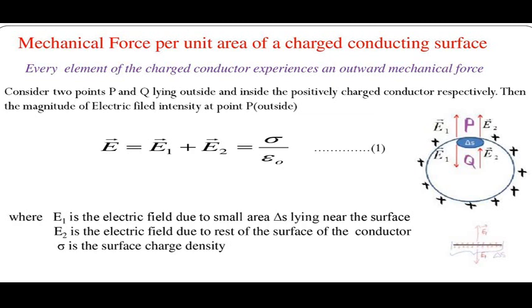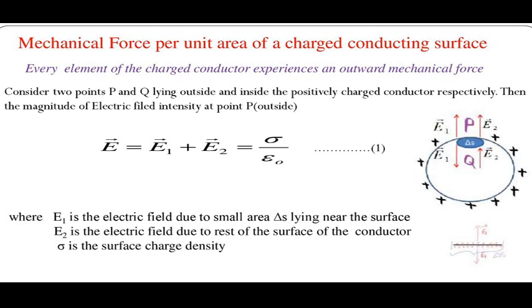towards the sphere. So let us take up 2 points P and Q. Point P is lying outside the sphere and point Q is lying within this sphere, and we need to find out the electric field at these 2 points. As we have discussed, this delta S will have electric field E1 pointing outwards at point P and pointing inwards at point Q, while for the rest of the conductor the electric field is given by E2, which is always pointing outwards.